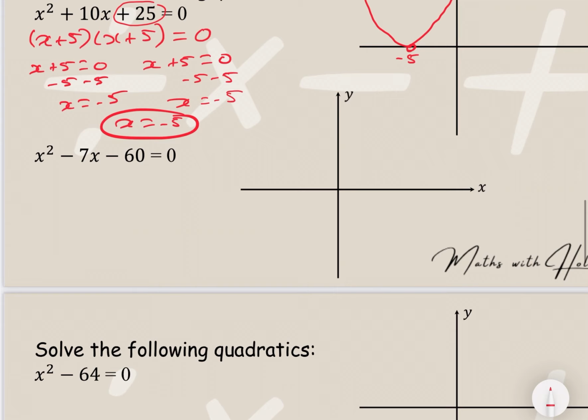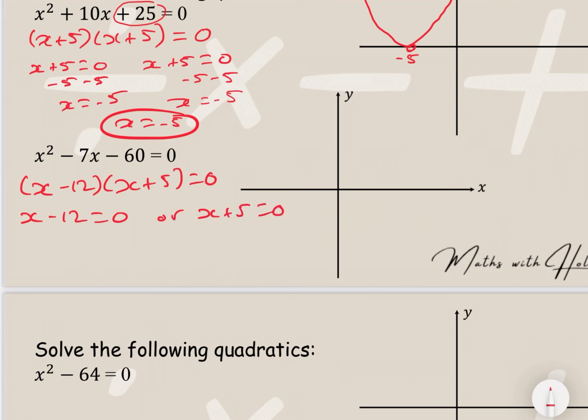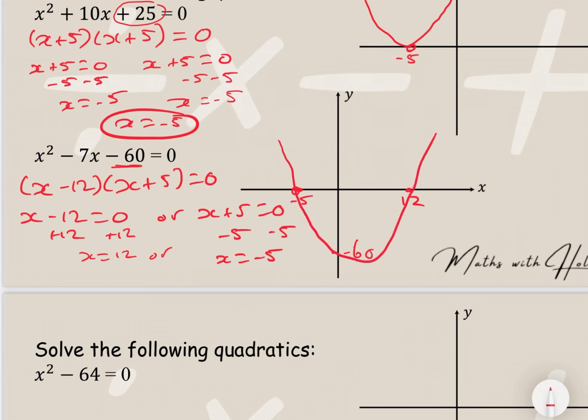Right, the next one, again, we did this answer in the beginning, and it was x minus 12 and x plus 5. So if they equal 0, that means x minus 12 is 0, or x plus 5 is 0. So if I add 12 to both sides, x is 12, or if I minus 5 from both sides, x is negative 5. So on my graph, negative 5, 12, and if I look at my c, it's negative 60. So this is just a quick sketch of what it could look like. So we are finding where it crosses the x-axis.